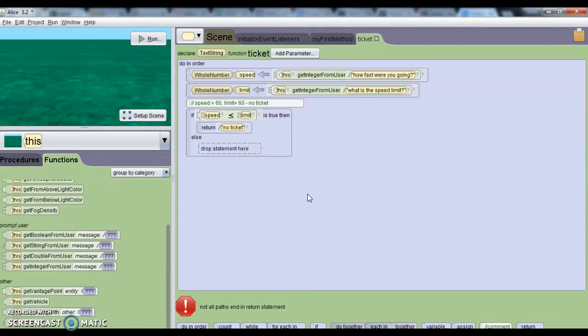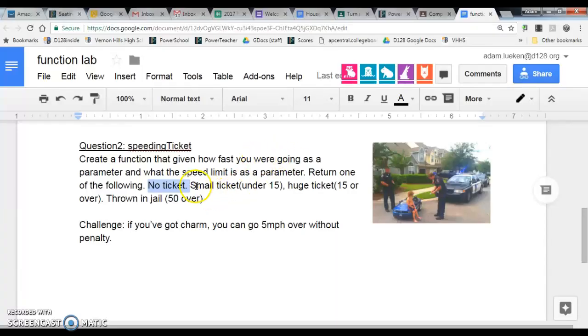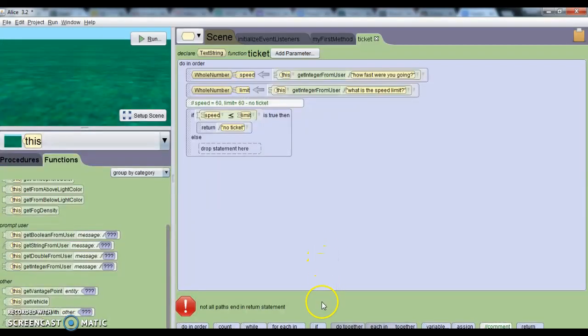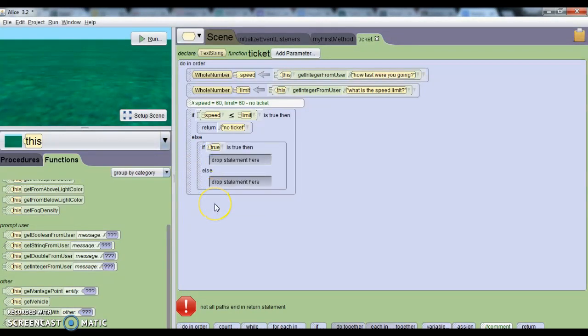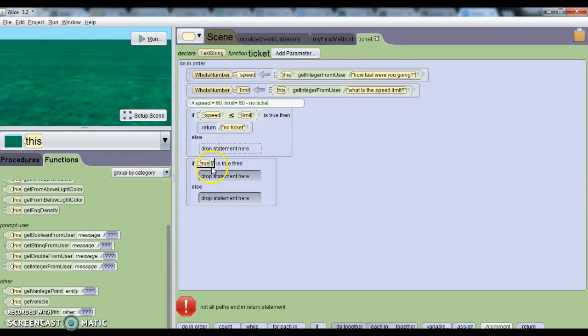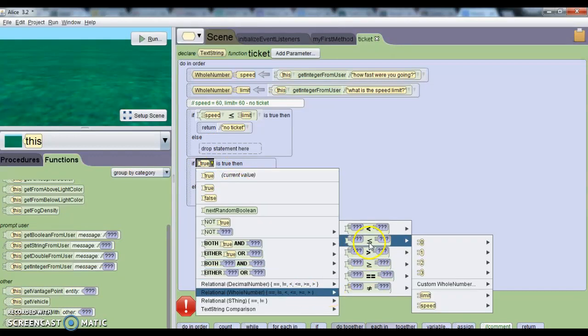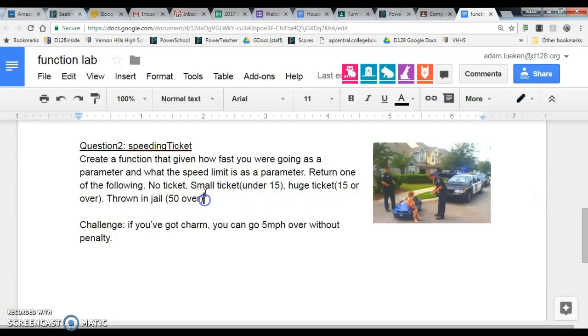Now, I'm just going to solve one other for you, and then you'll be in charge of the other two. Okay? Now, you get a small ticket if you're going under 15. Okay? So, it's not an else statement, because an else statement means in all other situations, this happens. So you need an if statement. Now, whether you put the if statement here or the else statement, it works the same way for this purpose. Okay? So I'll put it individually. Now, it is another whole number if something's less than or equal to something.